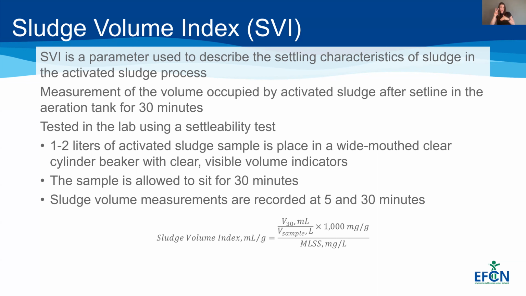the sludge volume at 30 minutes over your total sample volume, multiplied by a conversion factor of 1,000 milligrams per gram, over your mixed liquor suspended solids concentration in milligrams per liter. So let's show you guys how to calculate this with a word problem.